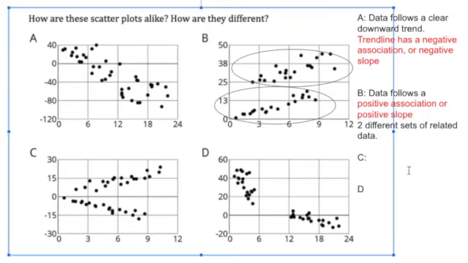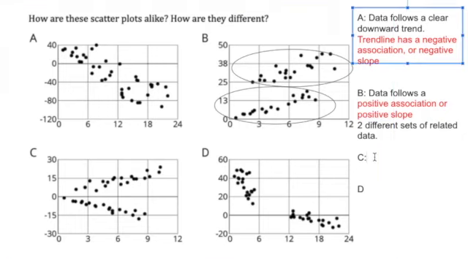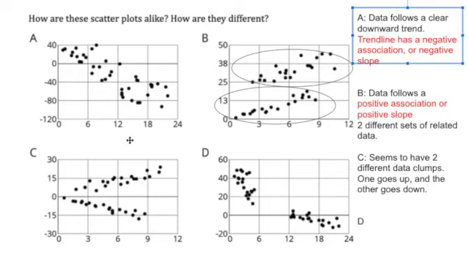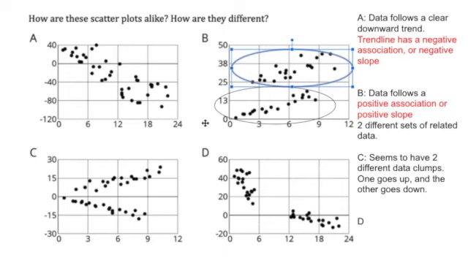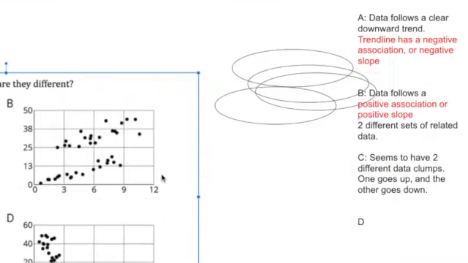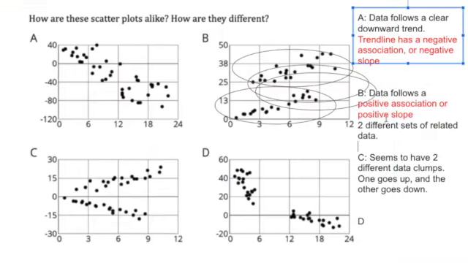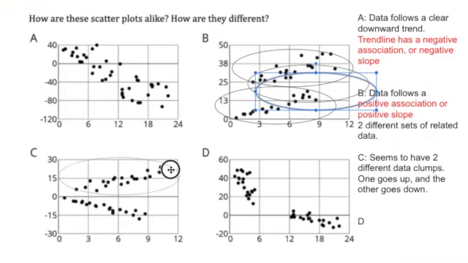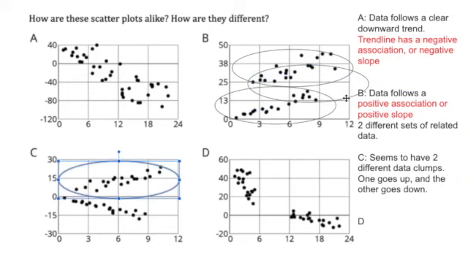In graph C, we seem to have two different sets of data. One goes up and the other goes down. Again, you might have looked at these three graphs and thought of three totally different things, but I'm just showing you what I see. What I saw for graph C is, again, something you don't love to see in scatter plots. The data kind of does two separate things. It's got an upper path and it's got a lower path.